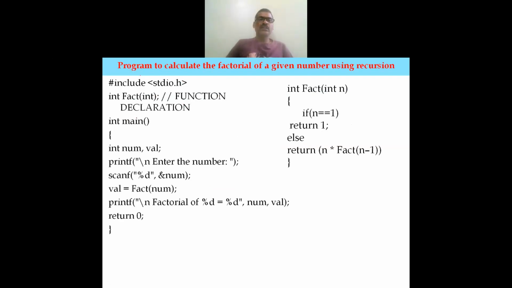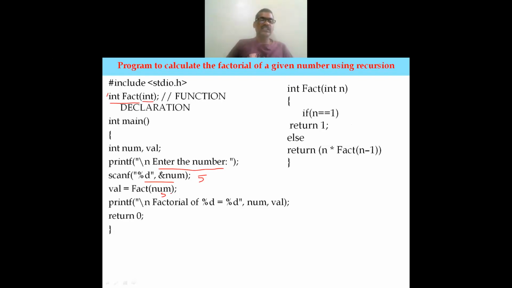Now this is a program for calculating the factorial of a given number using a recursive function. So we are declaring a function. The fact function is declared such that it takes an integer argument and returns an integer. So the fact function takes an integer value as input and returns an integer value as output. Fine. In the main function, we are reading the number here. Suppose the number value given is 5. Then we are passing this 5 to the fact function.